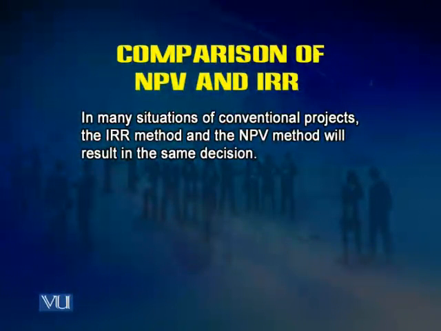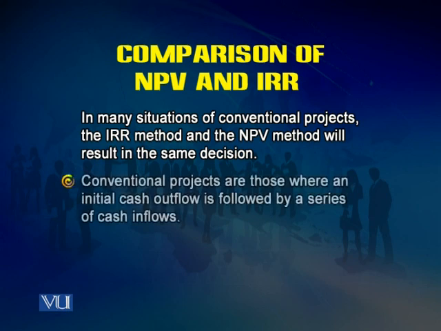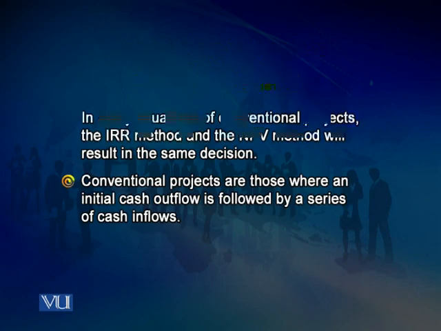Comparison of NPV and IRR. In many situations of conventional projects, the IRR method and the NPV method will result in the same decision. Conventional projects are those where an initial cash outflow is followed by a series of cash inflows. So we have discussed two basic techniques of evaluating projects for our investment decisions. One is the NPV and the other is the IRR. Now let's have a comparison of the two.